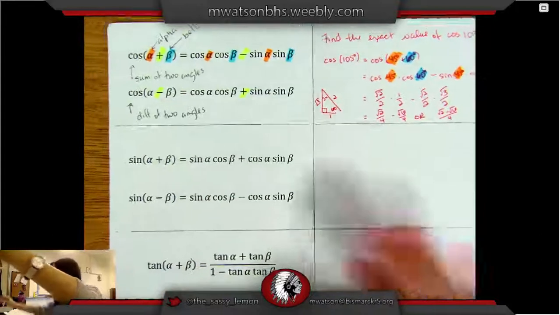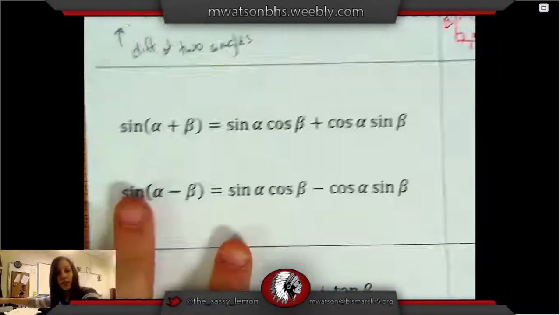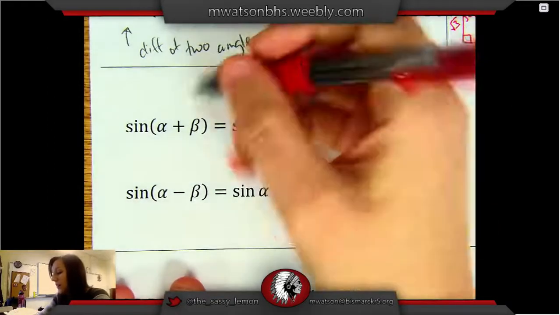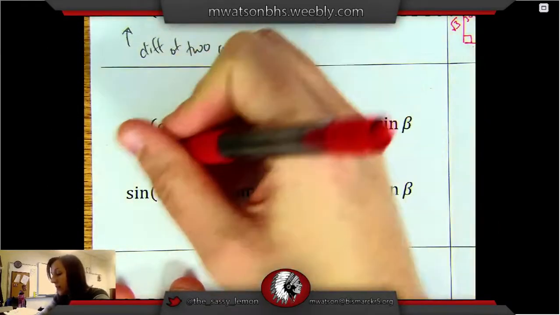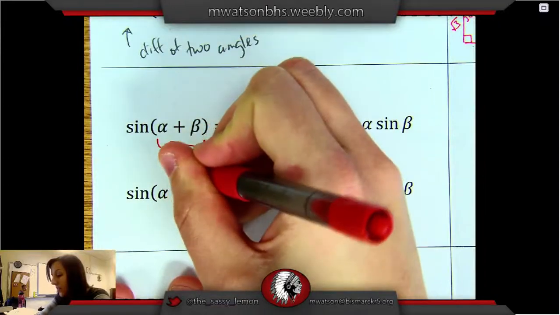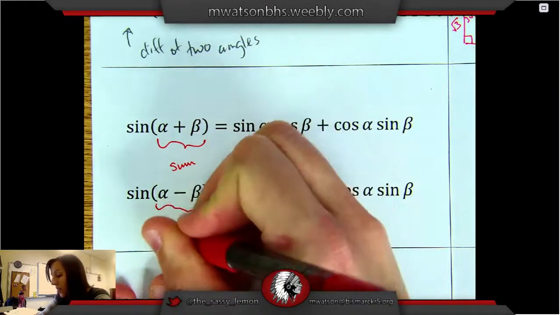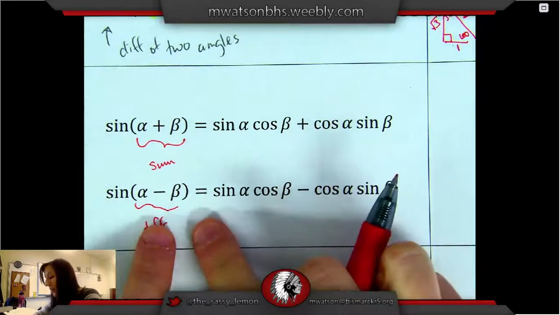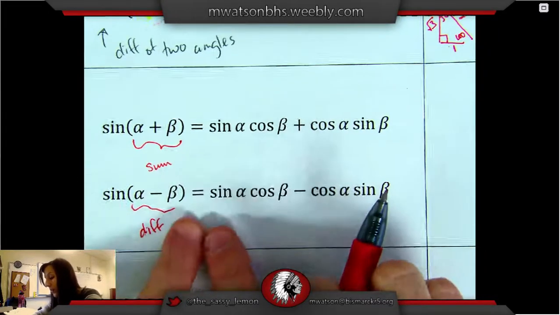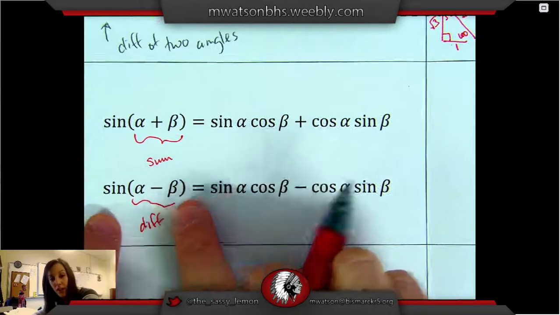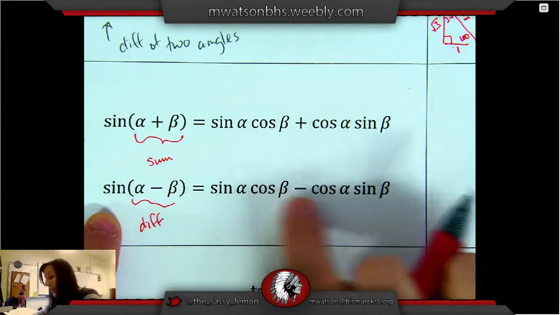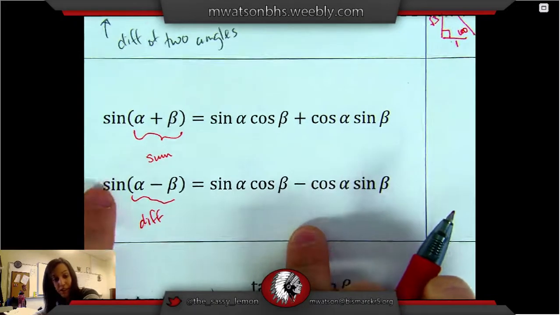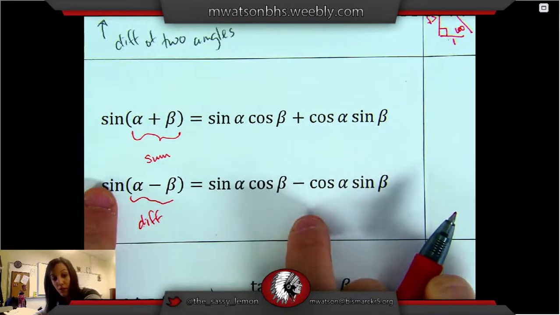Alright, so with the sine formulas, you've got the same kind of thing going on. You're just going to use either a sum of two angles or a difference of two angles to help you manipulate whatever you have to become this, which on the right hand side is something we can compute, whereas the left hand side is something we cannot compute.